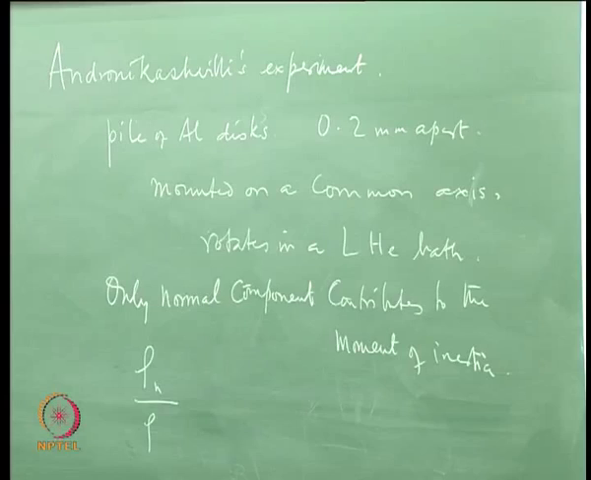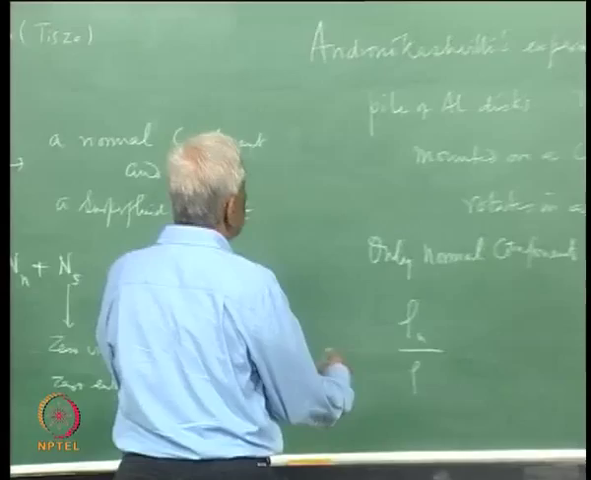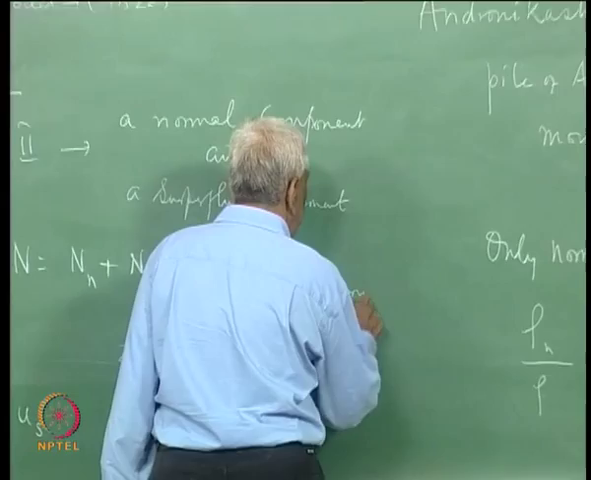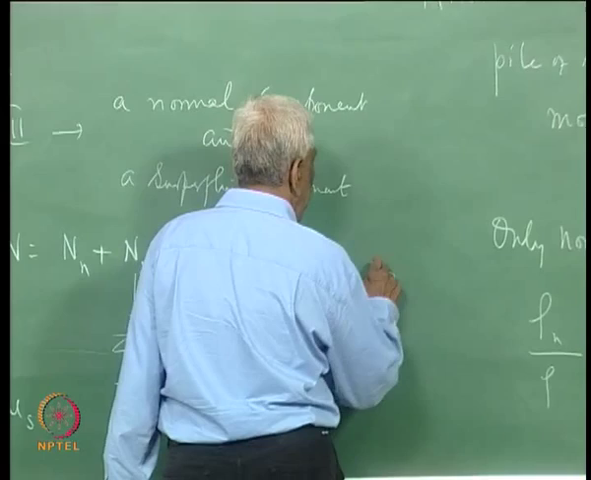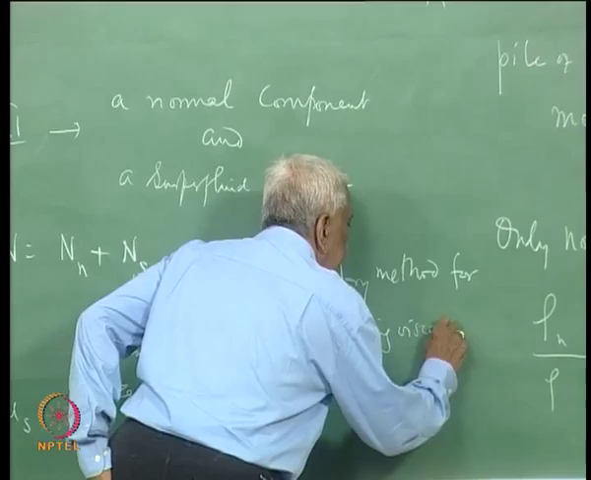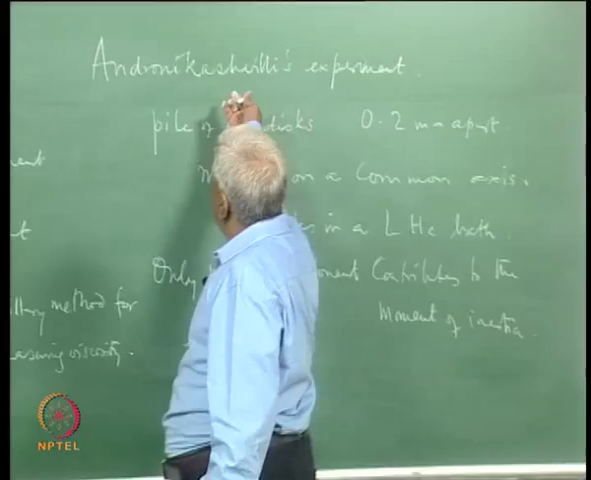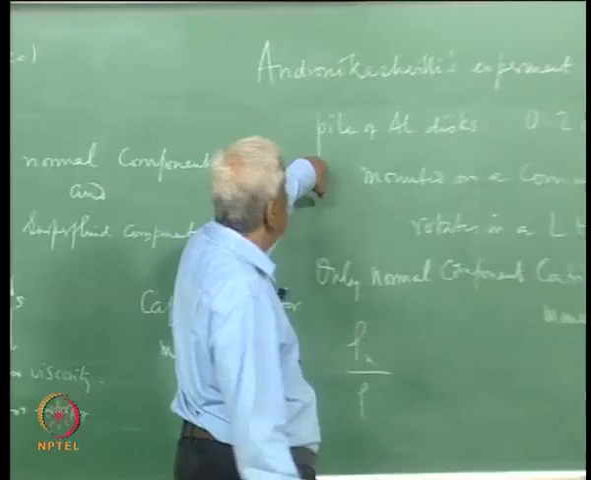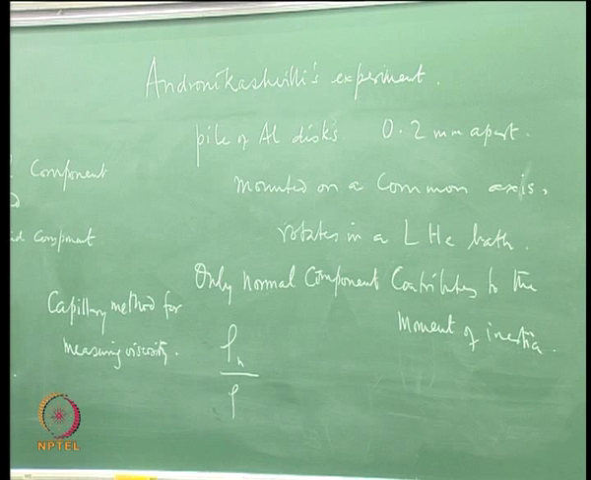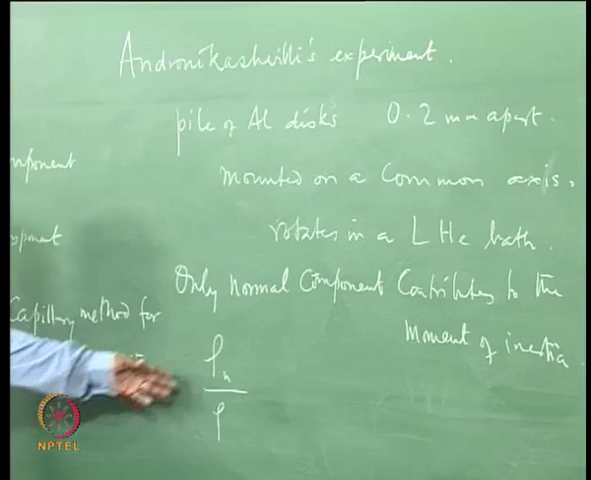Well, there is yet another method of measuring viscosity using a capillary. In contrast to this arrangement, which is a kind of oscillating viscometer, where the period of oscillations is determined by this moment of inertia, the period becomes longer because of the damping due to the normal component and the viscosity.